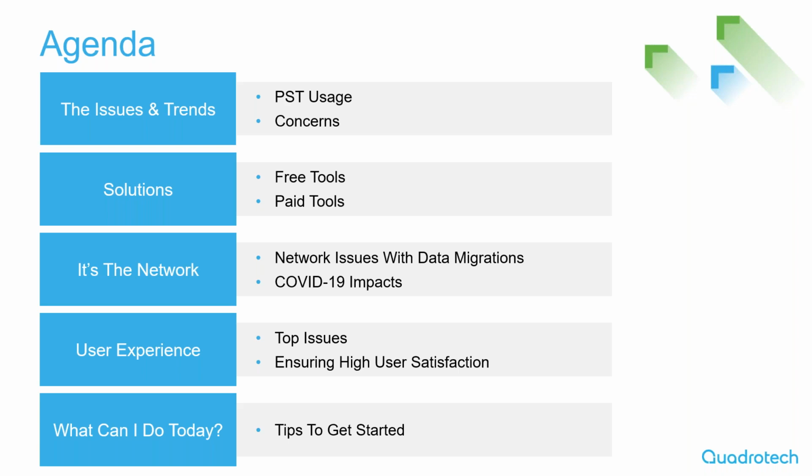We're going to talk about the network. It's always the network until it isn't, but we're going to talk about the issues and particularly some of the issues with COVID-19 and the trends that we've seen in these PST projects and ways to handle that. We'll talk about the user experience, the top issues that we see in these projects, and how to ensure a high user satisfaction project. And then we're going to end with some tips of things you can do today to help start these projects and best practices so that you can get kickstarted, the things that don't cost anything and can get you going right away.